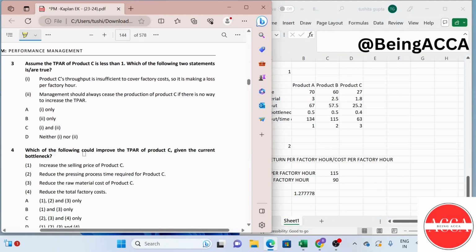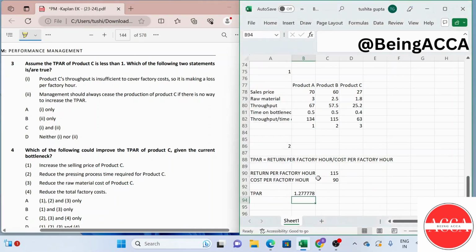Moving to the third question, assume the TPAR of product C is less than 1. Which of the following two statements is or are true? Let's see. Product C's throughput is insufficient to cover factory costs, so it is making a loss per factory hour. Now let's first interpret what the formula of TPAR does.